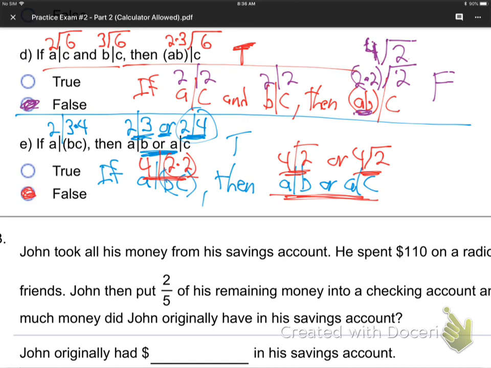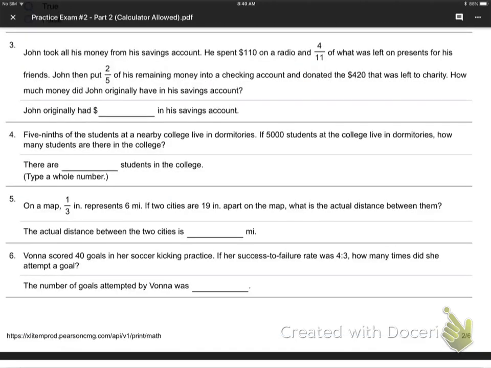That's a false statement. Okay, John took all his money out of his account. Then he spent $110 on a radio. So if we let X be the amount of money he had originally, if he spent $110 on a radio, then, so I'm letting X be the starting amount. And then if he spent 110, now he's got X minus 110. He's got less. And then, after doing that, he spent 4/11ths of what was left on presents.